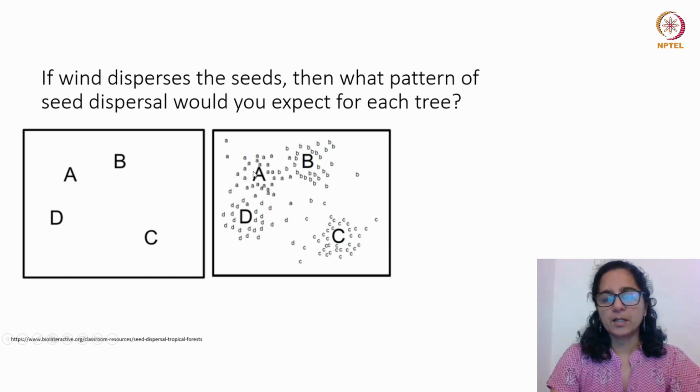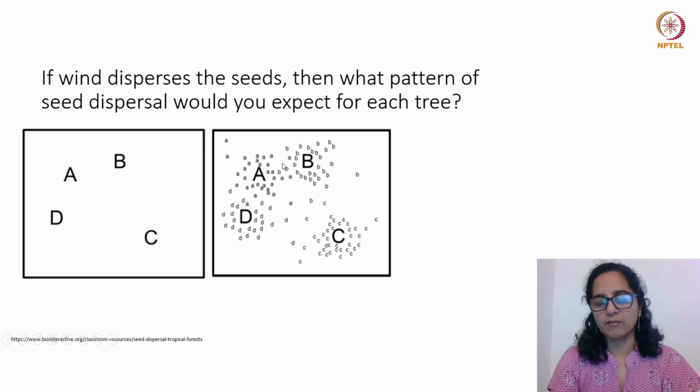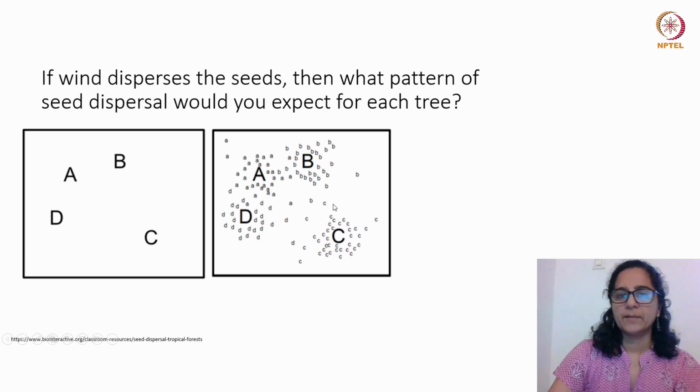Okay, so small letters are seeds dispersed, and big capital letters are the trees, the mother trees, around which they are dispersed. So you will see that most of A's seeds are found closer to the mother tree. Some are, of course, dispersed elsewhere, and the pattern holds true for other trees as well.